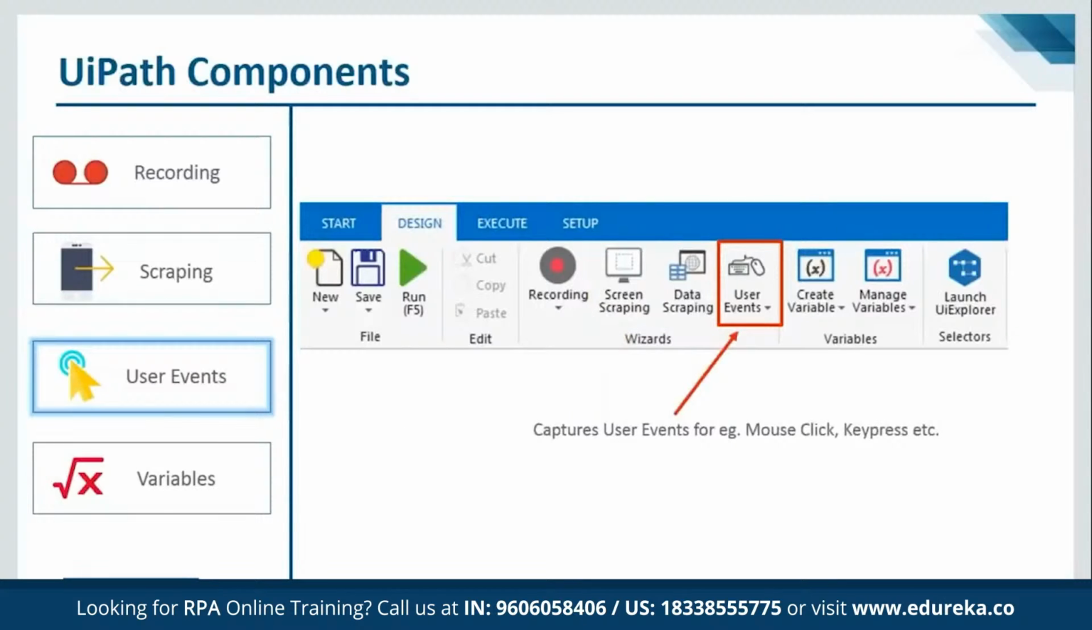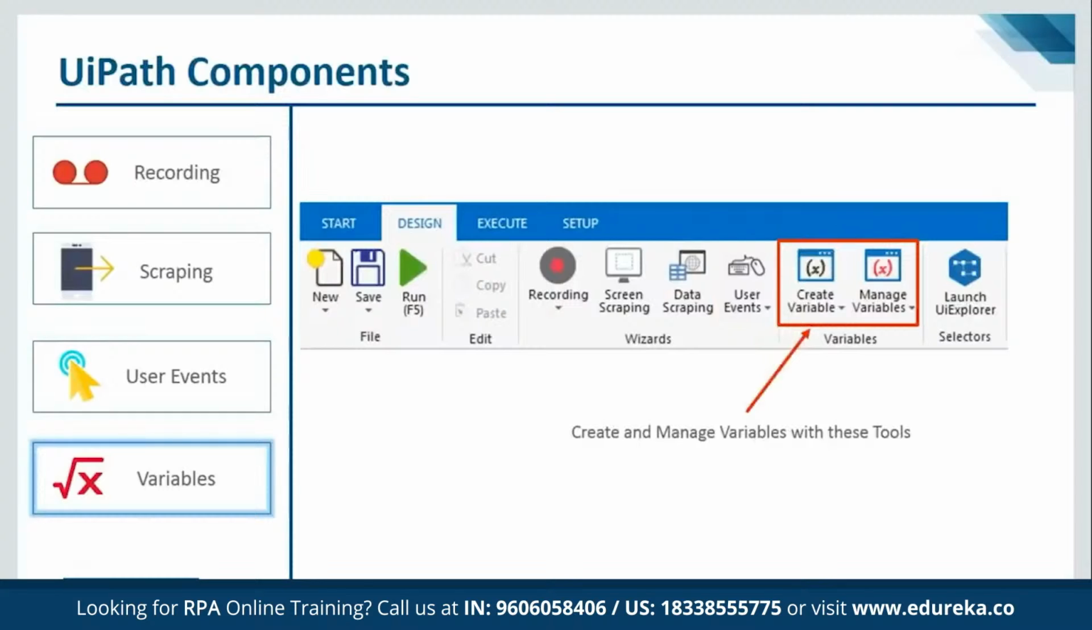Then we have user events. User events are nothing but events that are done by the user. For example, if you press a key on the keyboard, that becomes a user event. If you click the mouse pad of your mouse, that becomes a user event. So these are user events which you can use in your program to do different tasks.